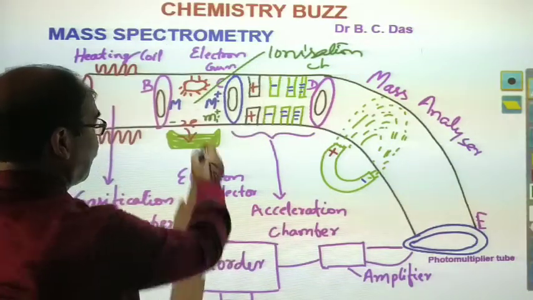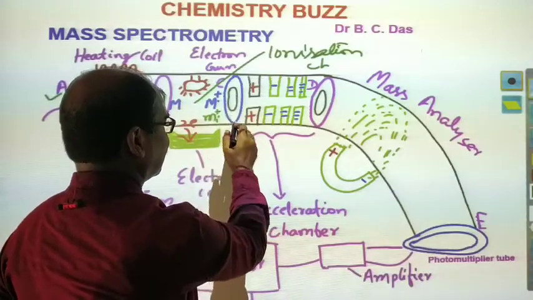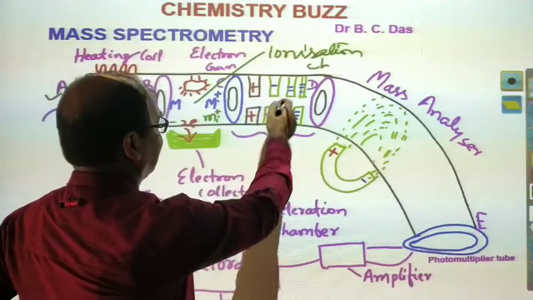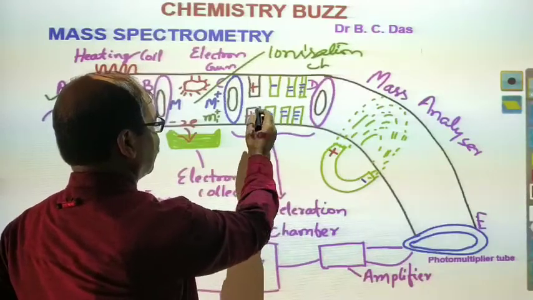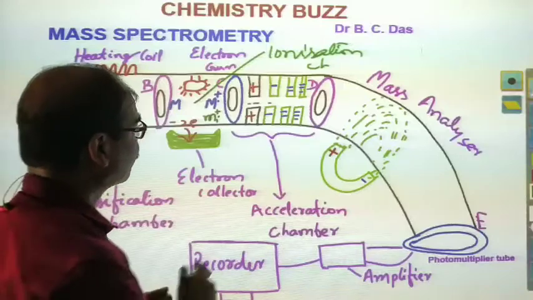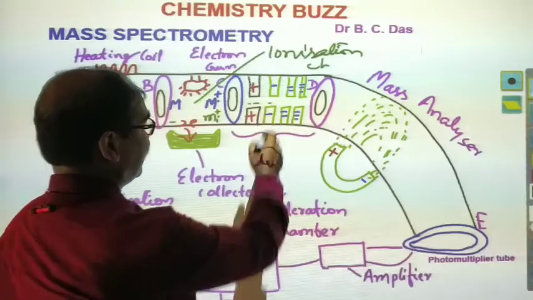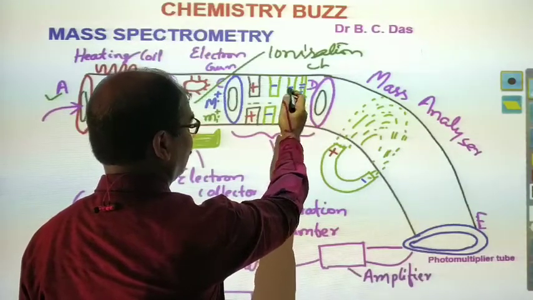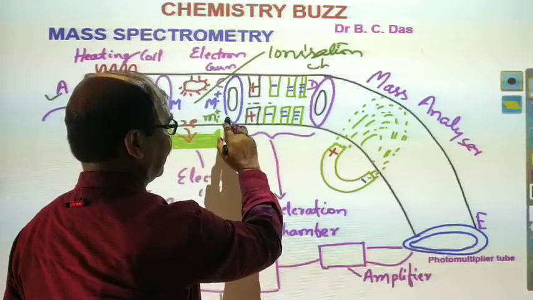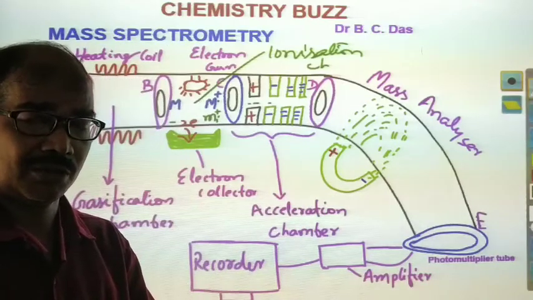After the ionization, the molecules and the ions enter into the electric field. You see, the electric field is so designed that a series of electrodes are there, and the first electrode is positively charged. The subsequent electrodes are negatively charged and more negatively charged: a single negative charge, a double negative charge, a triple negative charge. So many further electrodes are there.